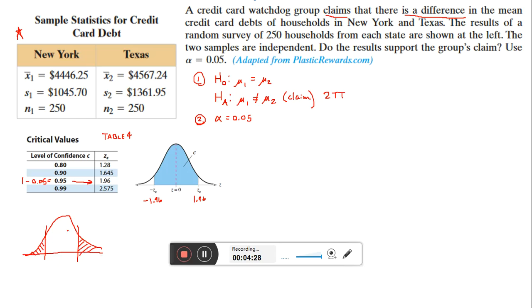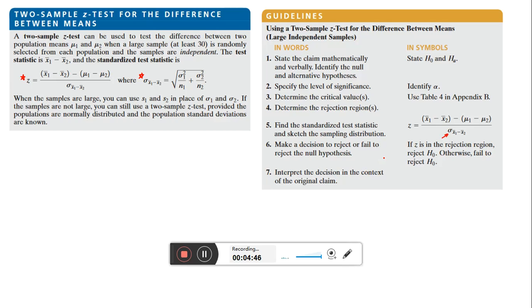Okay, so let's go ahead and continue here. We need to move on. Now we're going to calculate the standard deviation of x bar sub 1 minus x bar sub 2. All right, and that was this formula piece back here, because we need a standard deviation to go in the denominator. So we're basically going to be calculating this guy right here.